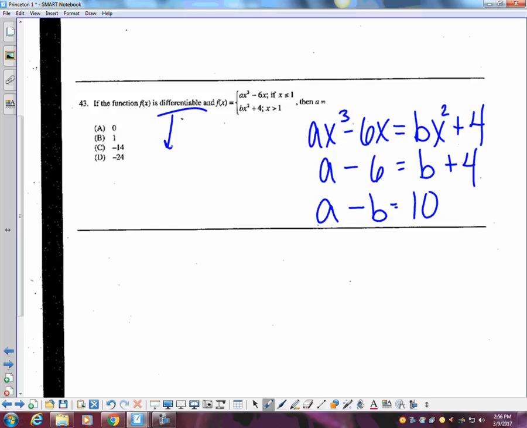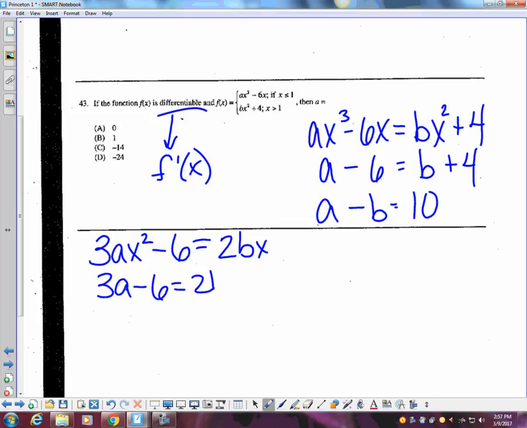Differentiable is derivatives. So give me the derivative. 3a, because a is a constant, x squared, good, minus 6. Are y'all okay with that? Equals, now go other side. Right? Okay, but all this has to happen where? At 1. So shove a 1 in for your x's. So 3a minus 6 equals 2b.